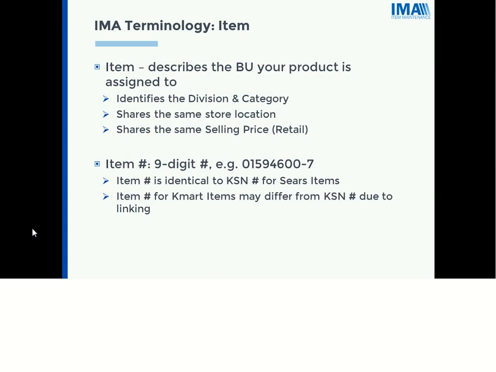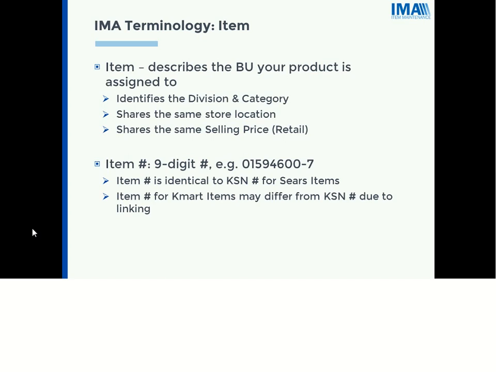An item shares the same store location. So if you walk into a store and you go down an aisle and you turn and you look at a product on the shelf, everything that's on an item in IMA shares that same exact shelf location. An item also shares the same selling price or retail. So it's sold for the same exact amount if it's on an item.